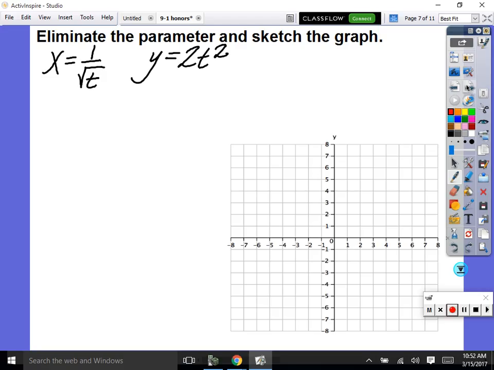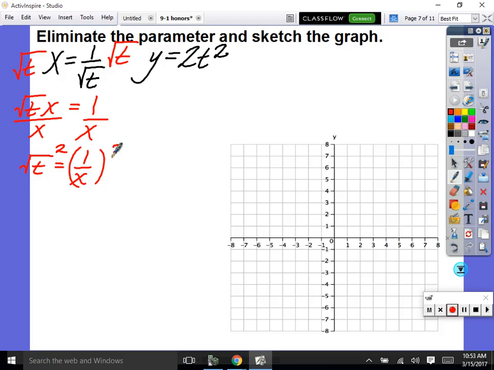So what would we do? There's a couple different ways. I like that. Multiply both sides by root t. So over here we have root t x equals 1. Next step, divide by x, because remember, our goal is to get t alone. So we have root t equals 1 over x. To get t alone, square both sides. So we have t is equal to 1 squared over x squared. So we'll write t is equal to 1 over x squared.